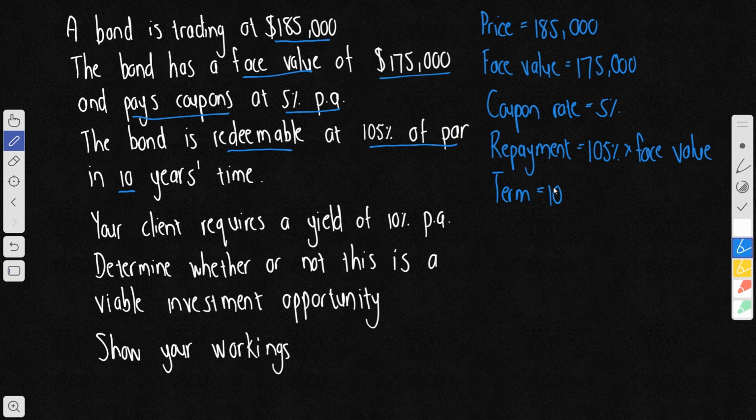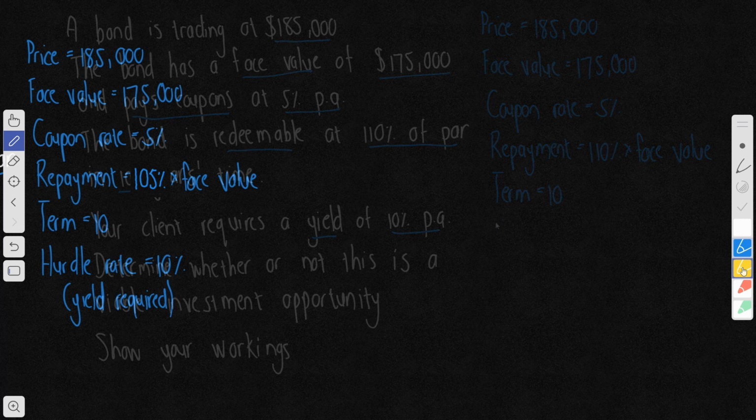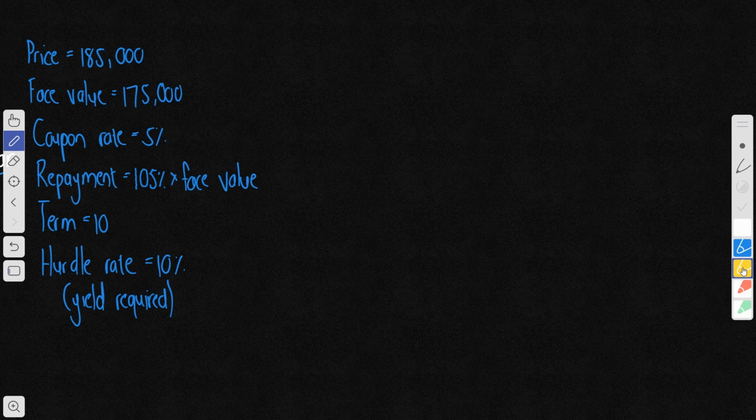So the question says that your client requires a yield of 10% per annum. And it asks us to determine whether this is a viable investment opportunity given this minimum hurdle rate of 10%. This is a tricky question, and I threw it in on purpose so that you can really understand what's going on here.